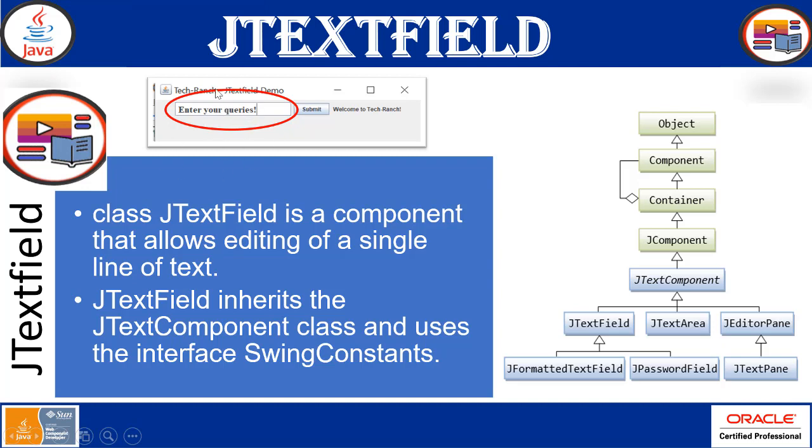For example, if you see here, this is the text field, the white rectangular space that says, enter your queries. Now the user enters their queries or user ID or password and then submits it with the button. Now that text is passed internally and processed in business logic or any kind of processing that is going to happen within the compiler. But to get the value from the user, that space is named a text field. Now JTextField is a class that inherits from the text component class and uses the interface SwingConstants.